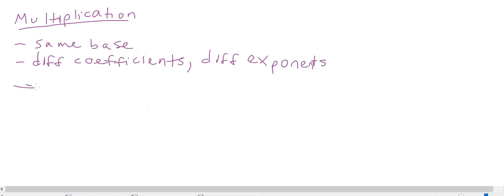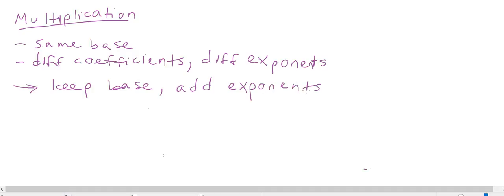Now, what do you do when you're multiplying them? Keep the base and add the exponents. If your monomials have coefficients other than 1, then you will need to multiply the coefficients by each other. Let's look at an example.